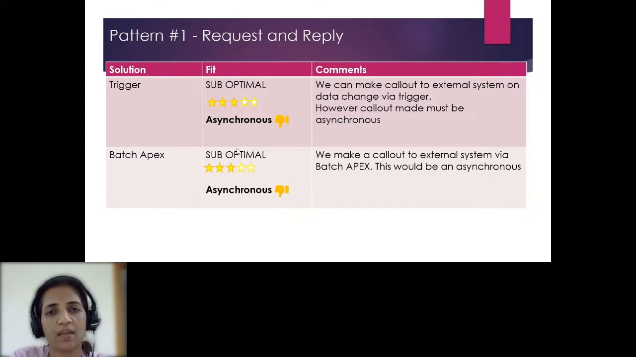No worries. And prior to that, the option was to use the Continuation API, where you could put that call into an asynchronous mode, and then whenever the response is received, you could show that response on the screen. All right, moving on to pattern two, which is remote process invocation fire and forget.